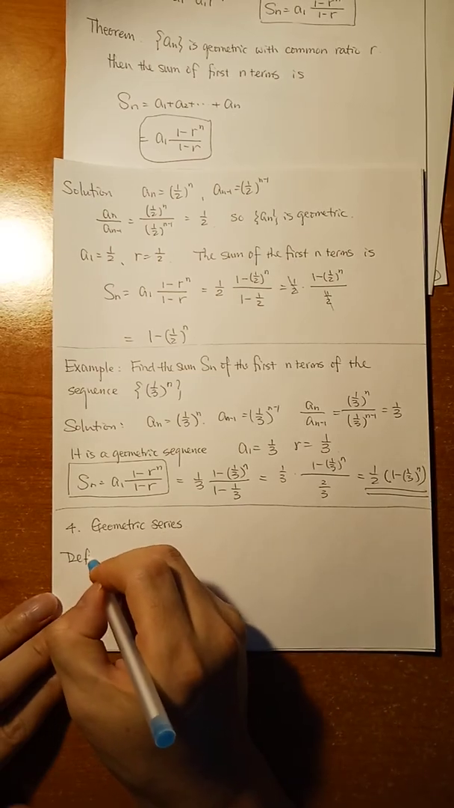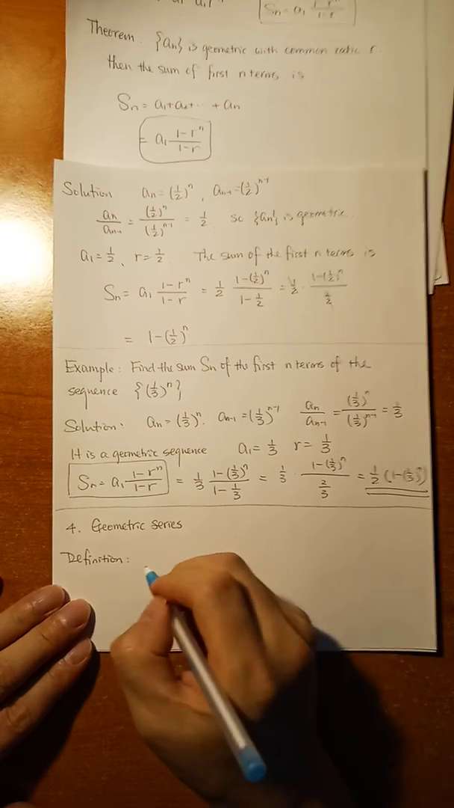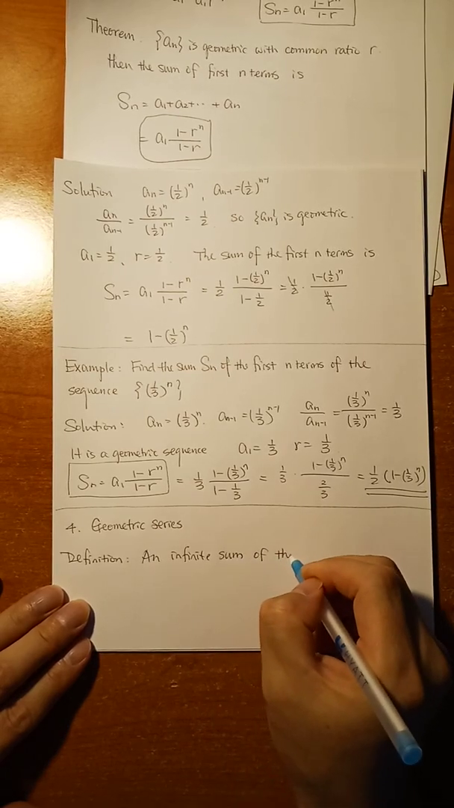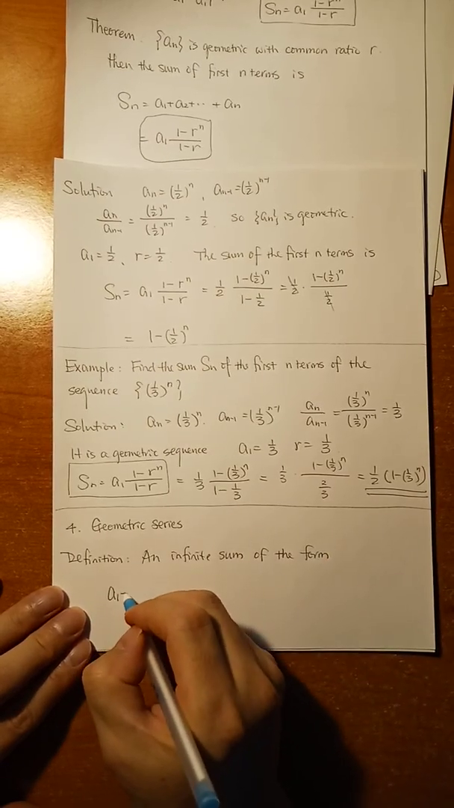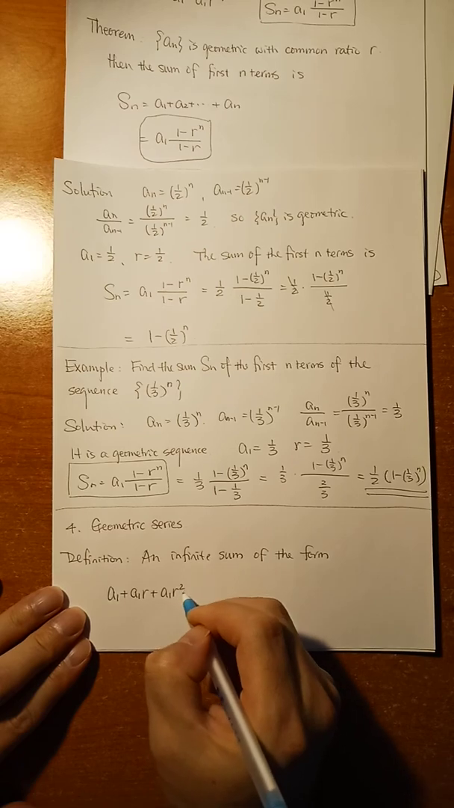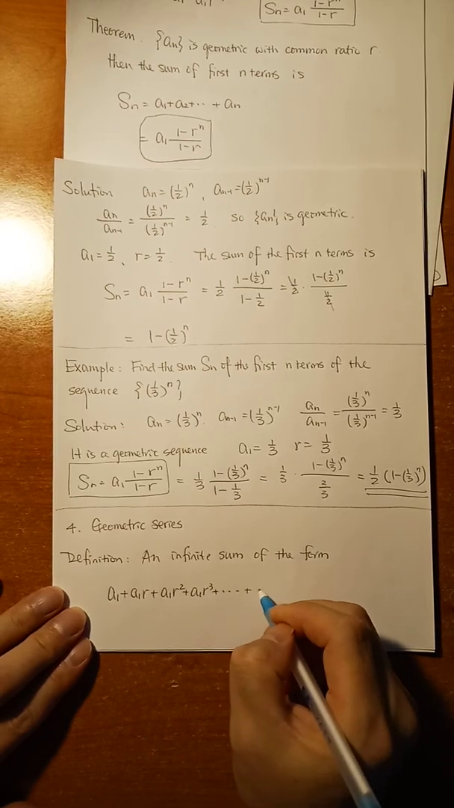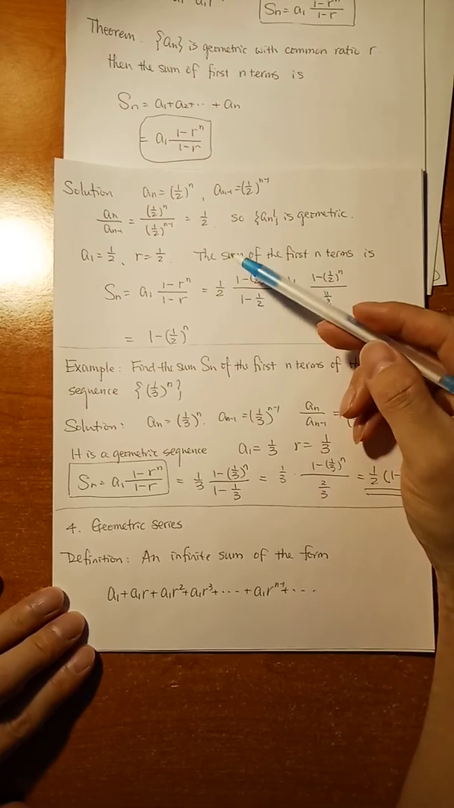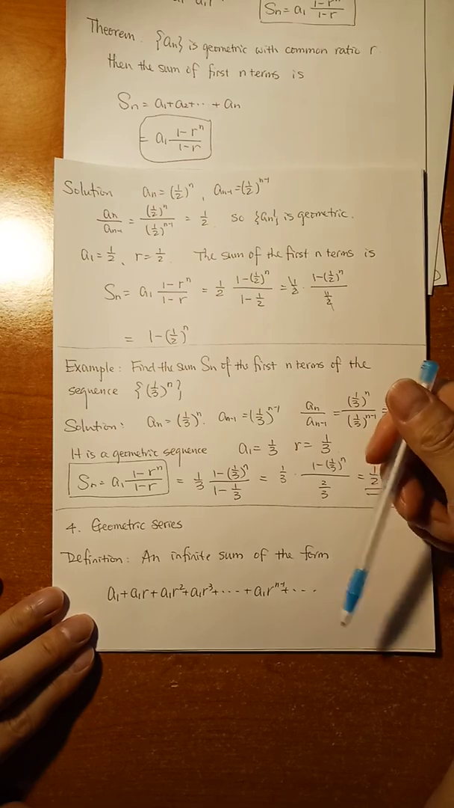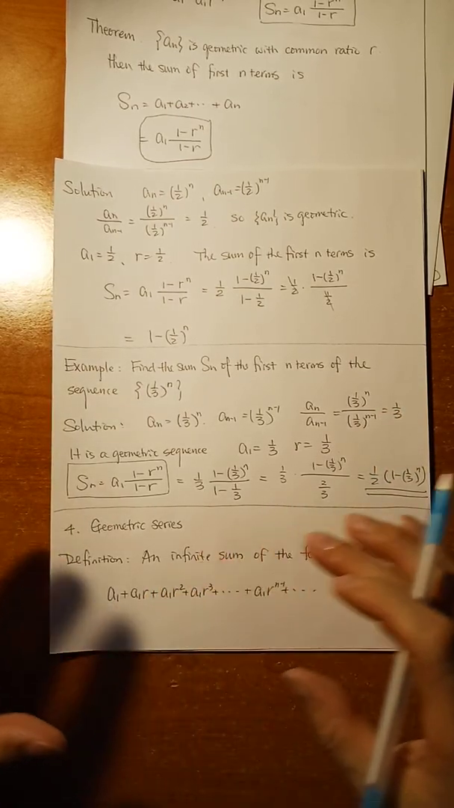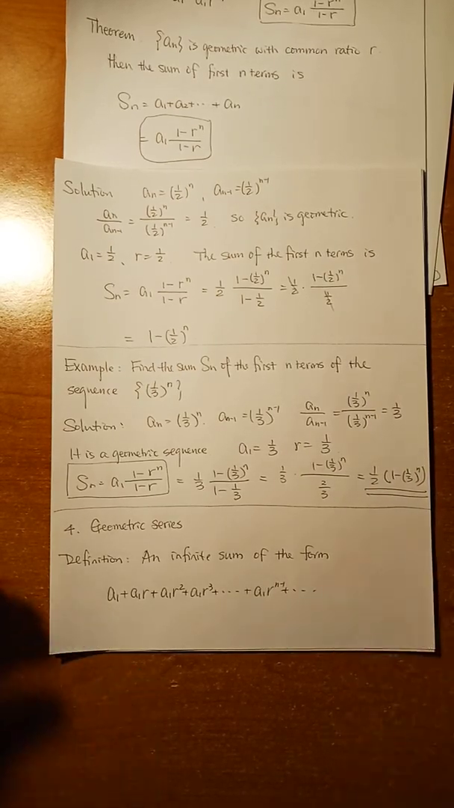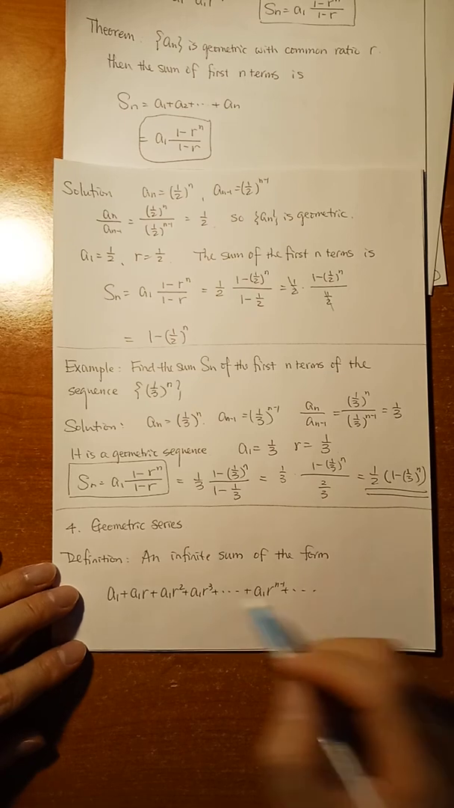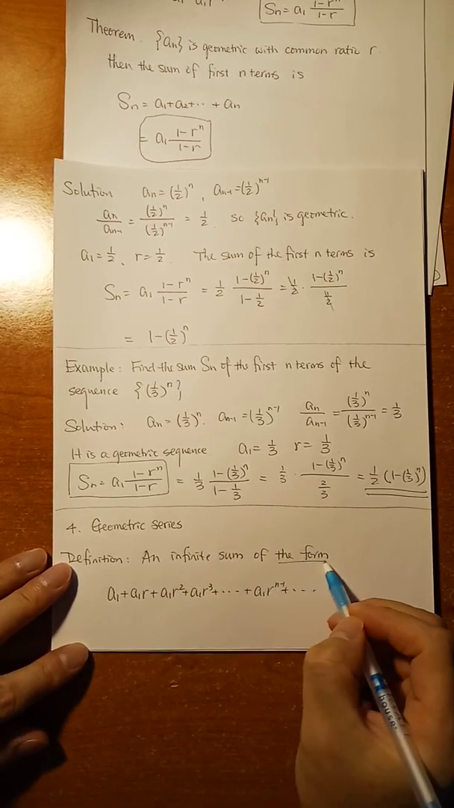But let's see what is the so-called geometric series. An infinite sum of the form A1 plus A1 times R plus A1 times R squared plus A1 times R cubed and so on, plus A1 times R to the n minus 1, and so on. It looks like we add all the terms from a geometric sequence. We do not just add the first n terms, we add all the terms, because there are infinitely many terms. That's why it is called an infinite sum of the form. Be careful, we don't say it's a number, it's a form.